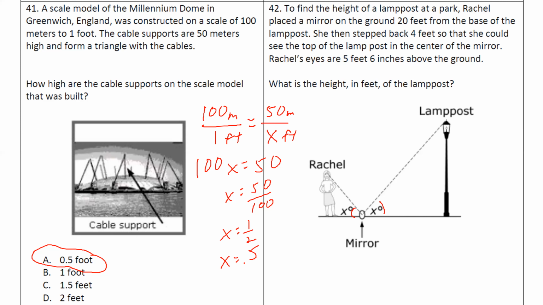5 feet 6 inches is the same as 5.5 feet. Because there's 12 inches in a foot. So 6 divided by 12 is 0.5. The lamp post, that's the height we're trying to find. They also told us that the mirror is 20 feet from the lamp post, and she stepped back 4 feet. So those are the pieces that we have to work with.